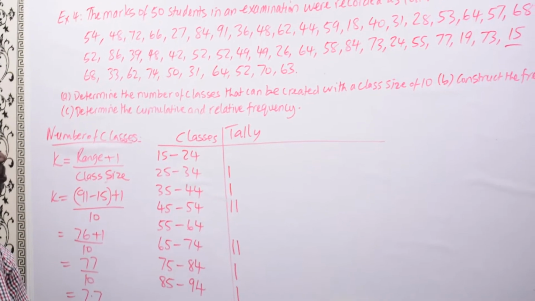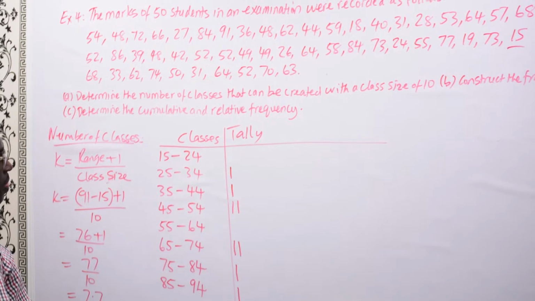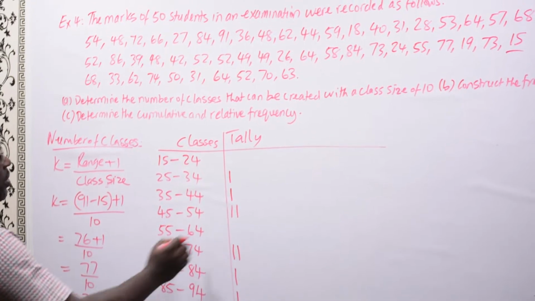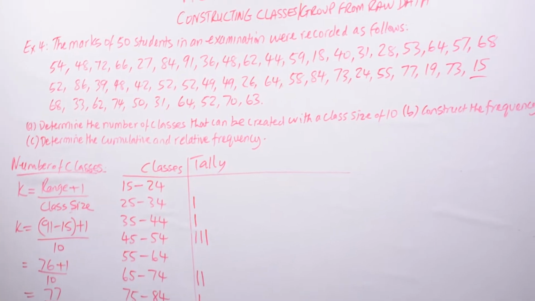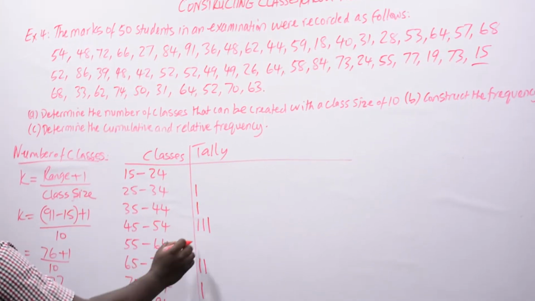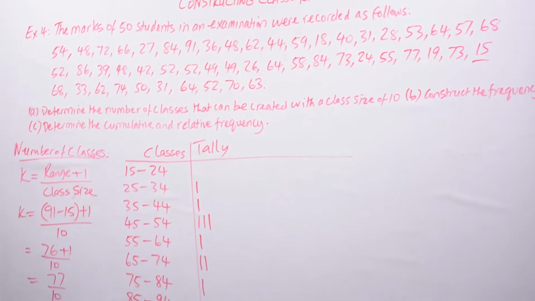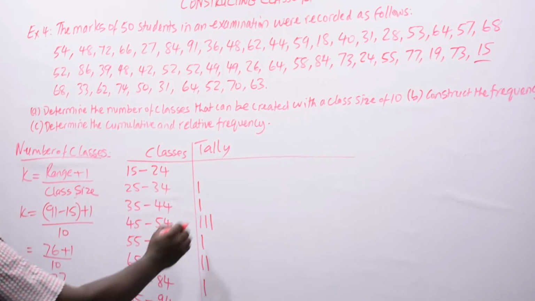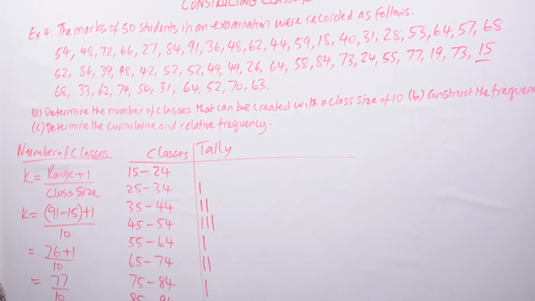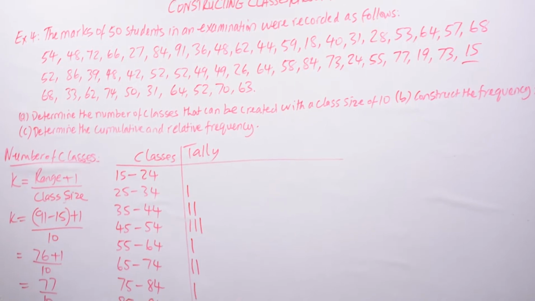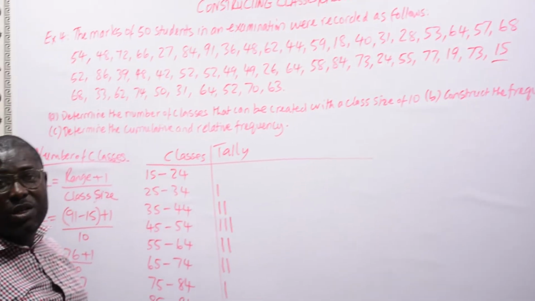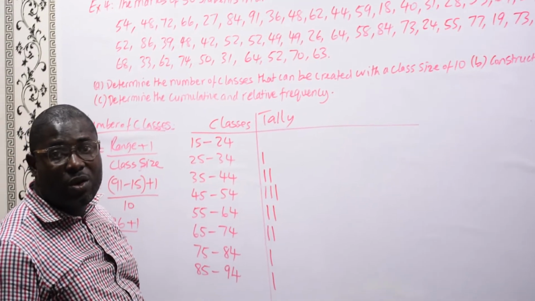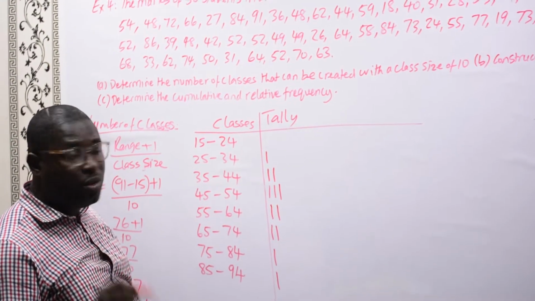Then 48. Where will 48 be? 48 will be in this class. Then 62. 62 will be in this class. 44 will be in this class. 59 will be in this class. I trust you are following me. Please make sure you are doing this on your own, following me along as you're doing it at home, as we're looking at this video.